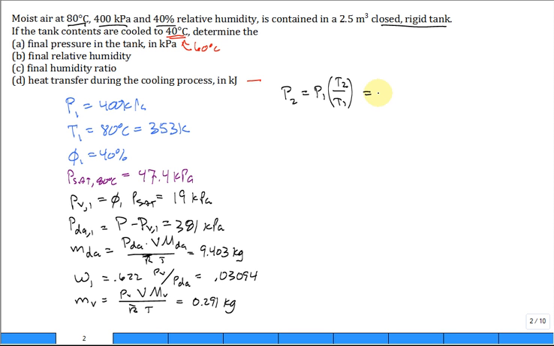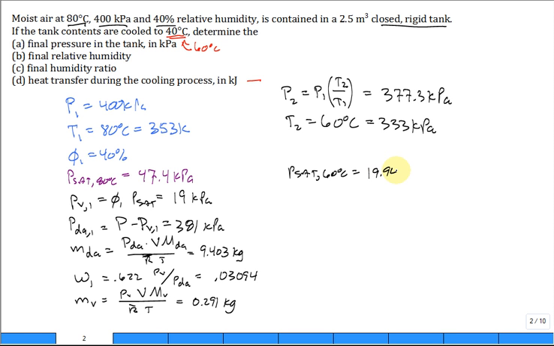And you calculate that the final pressure does go down because it's cooling. This is for a temperature of 60 degrees C, and 333 kPa. I'll show it also for 40 degrees C. And then what is the saturation pressure, Psat, at 60 degrees C? Well, that is 19.94 kPa.